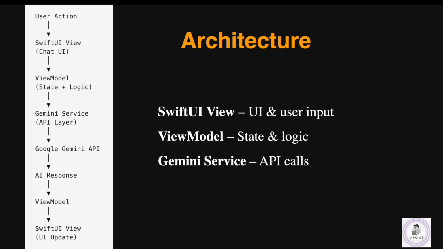We will follow clean coding, so in the UI component there will be no business logic. In the view model, we will have the business logic, the communication with the network layer, the state, and all these things. The Gemini services are the API call, which we will implement using URLSession, with proper abstraction and a protocol-oriented approach.